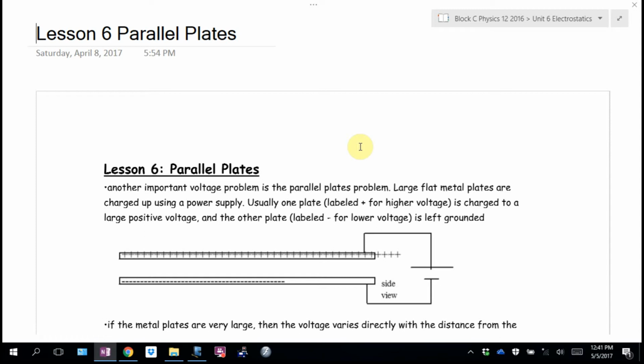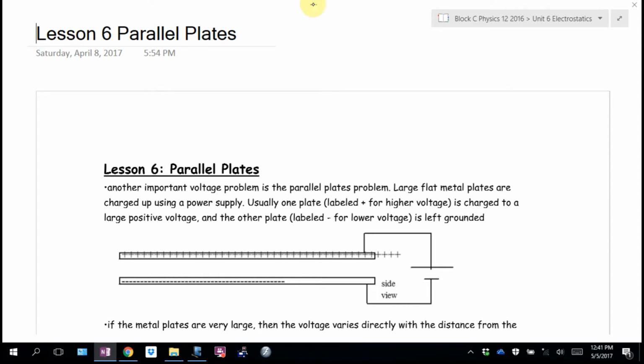Large flat metal plates. By large, Dylan, I mean, since all these charges are on the microscopic scale, large can be 4 or 5 centimeters long. Not 2 meters long or a meter long. Large relative to the size of the charges that you're dealing with. So if you take some large flat metal plates, you hook them up to a battery, and you charge them up using a power supply.